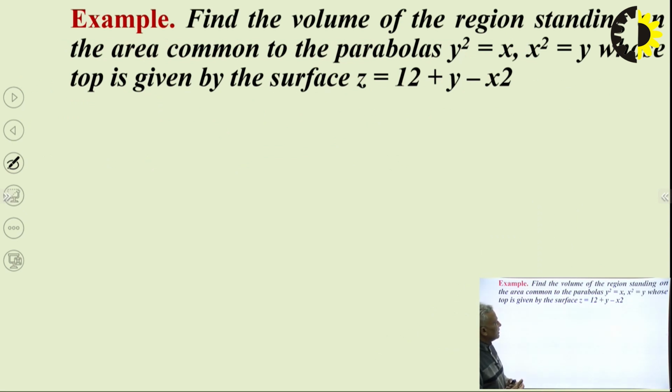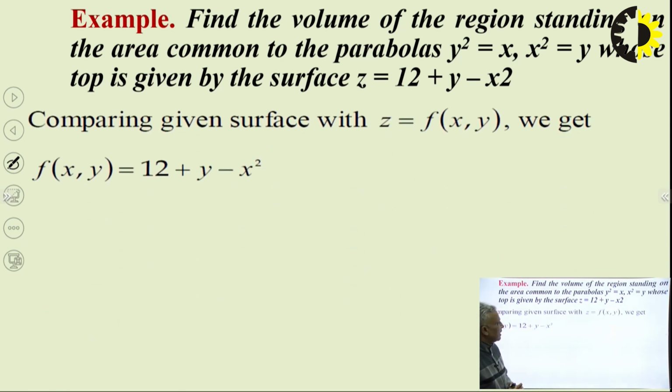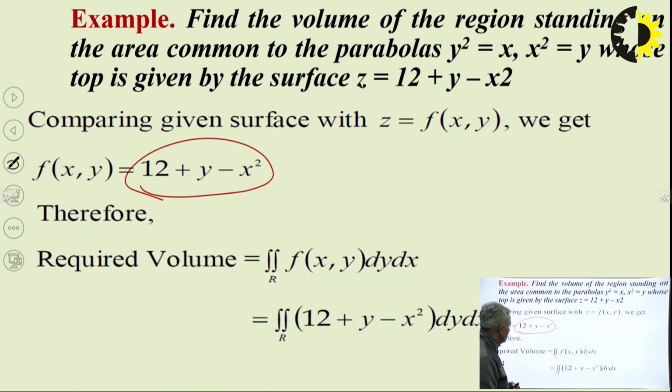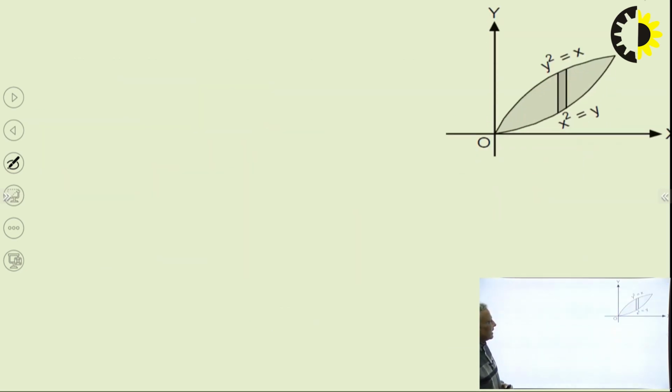This is the problem. Find the volume of the region standing on the area common to the parabolas y square is equal to x and x square is equal to y, whose top is given by the surface. First of all we consider the given function in the form of x and y. So we take the limits of x and y with the help of the double integration and solve the problem. This is the formula of volume and I write the value of the function. Now we take the limits with the help of the diagram.